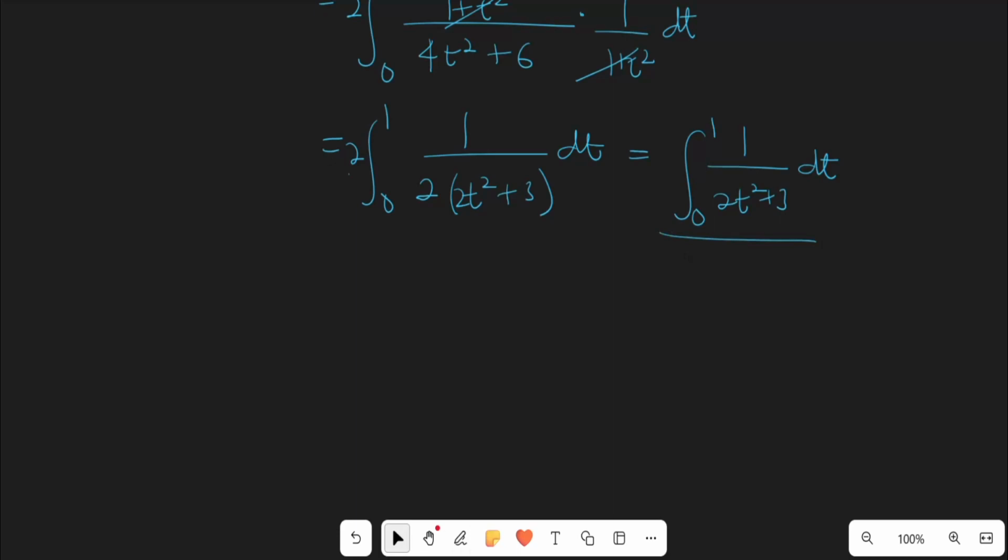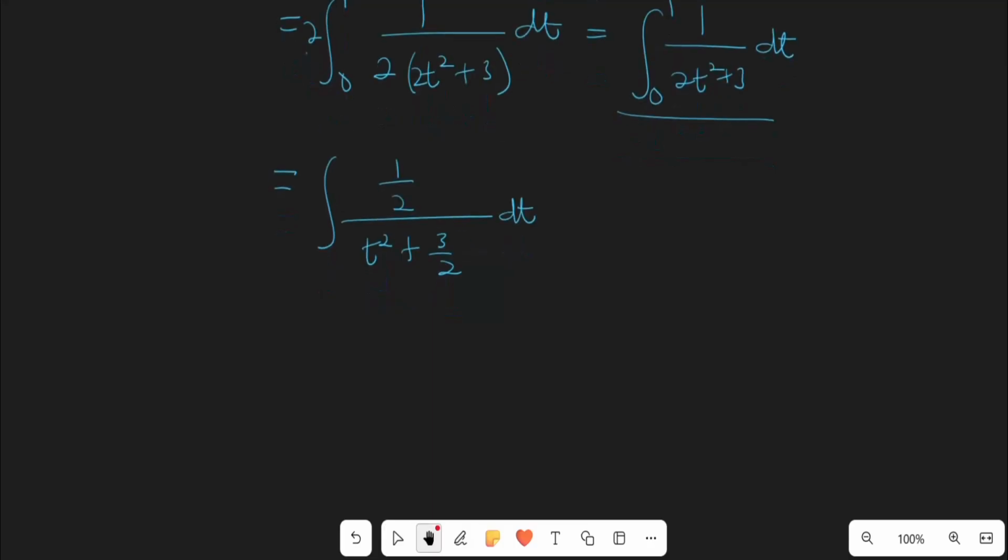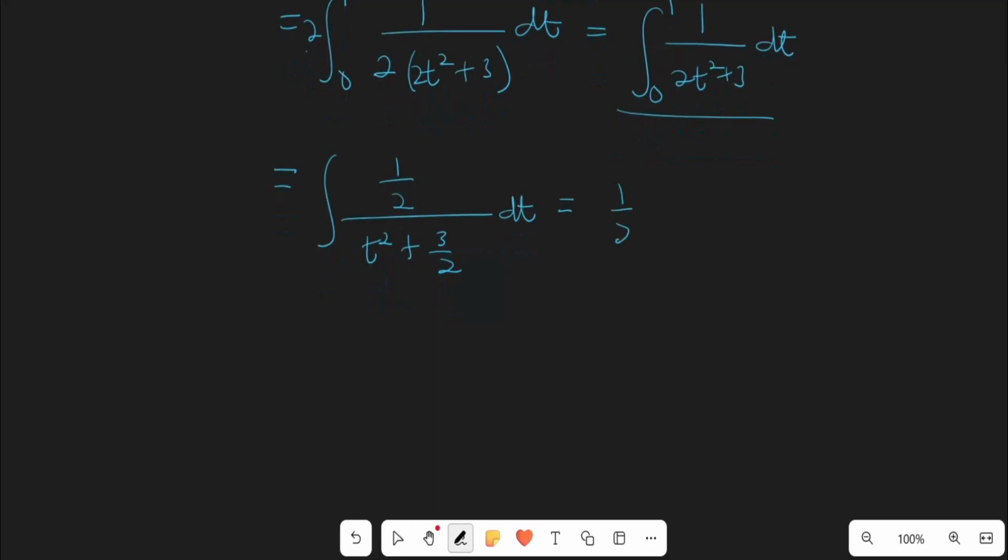We can rewrite this one to look like the inverse tan integral. So let's do it. First of all, I have to divide the numerator and the denominator by 2. So I'll divide the numerator by 2, divide the denominator by 2. Dividing the denominator by 2, we get t squared plus 3 over 2 dt. So this 1/2 is a constant. It can go in front of the integral, and you have 1 all over t squared plus 3 over 2. I can write 3 over 2 as square root of 3 over 2 all squared.